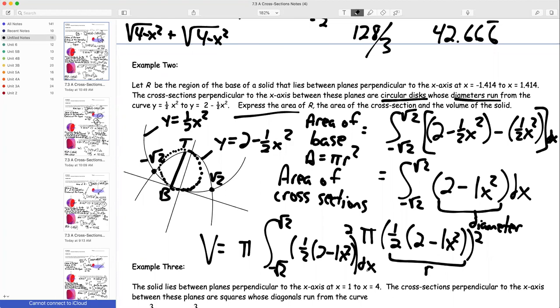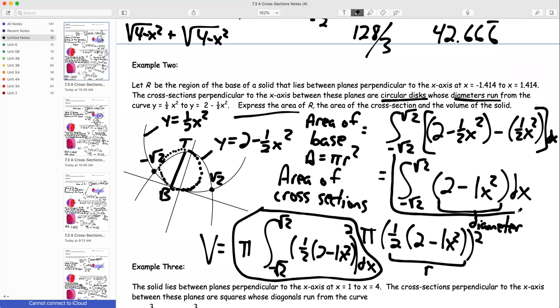Okay, then to get the volume, I've got to integrate the area of the cross section, and the area of the cross section is pi times 1/2 of (2 minus x squared), squared. So, sorry. This right here is the volume. This is the area of the base. This right here I'm going to circle it too, is the area of the cross section. Got it? One second. That was a little rough, but it's okay. That helped.